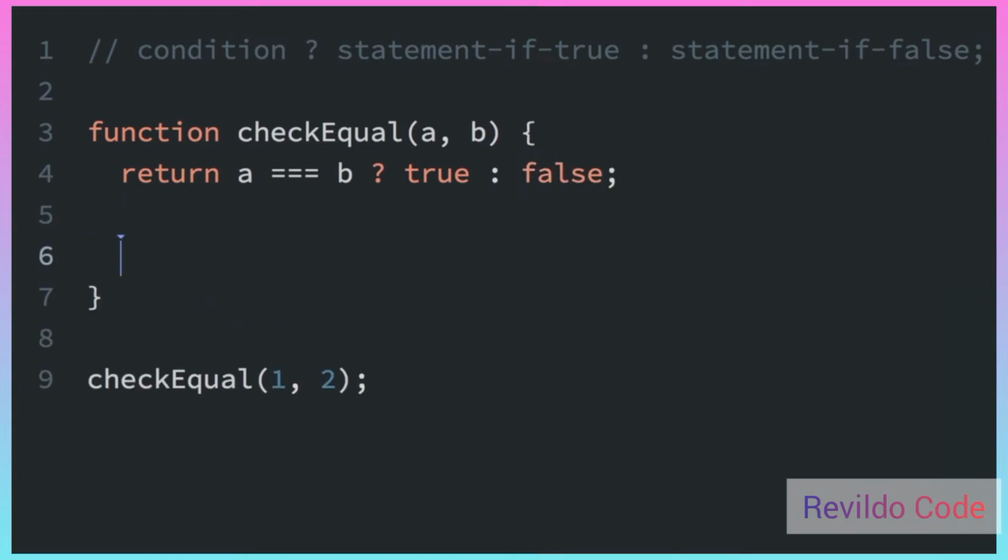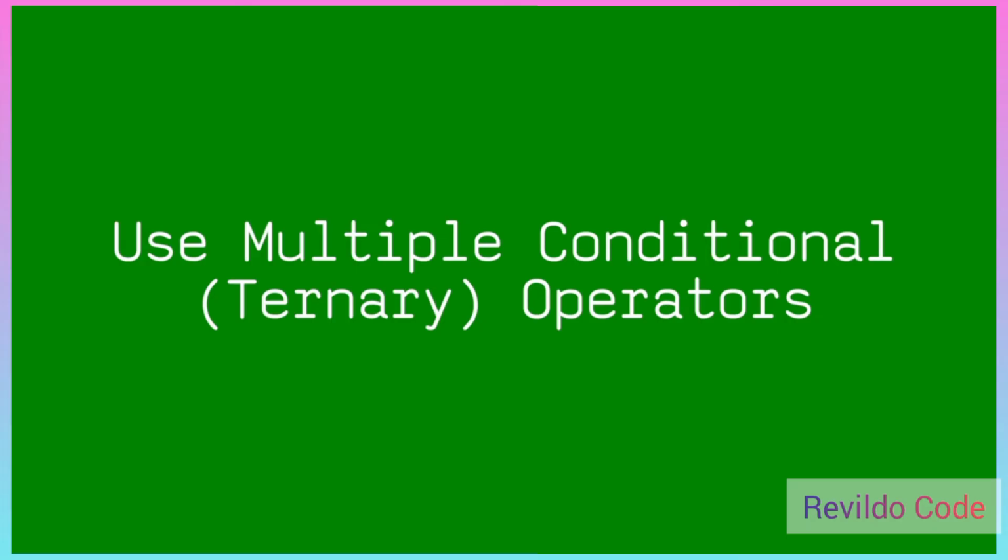Now, I'm going to be honest, you would never write a line like this in real life, because you could just write return A equals B, and this line's actually going to do the same thing as this line. However, I just wanted to give you a simple example of using the ternary operator.